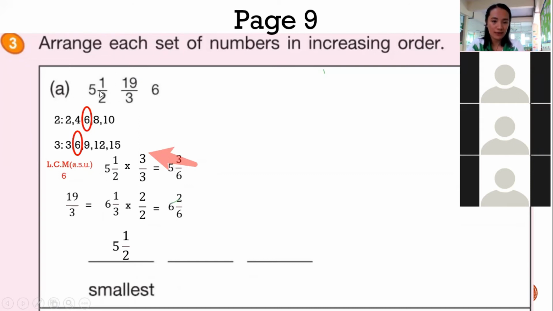So this. Next. Which is the next number? The answer is 6. And the last number is, can you tell me the last number?